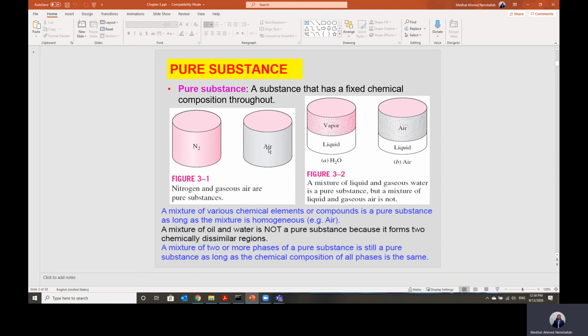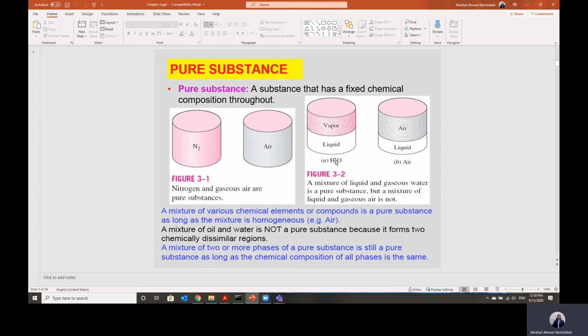But what about air? Air is a mixture of oxygen plus nitrogen plus some other components. But as long as we have the same chemical composition and the same concentration of the air everywhere, that means this represents a homogeneous matter. Then with the same chemical composition everywhere, air is also considered a pure substance. What about if we have water, liquid plus vapor water?